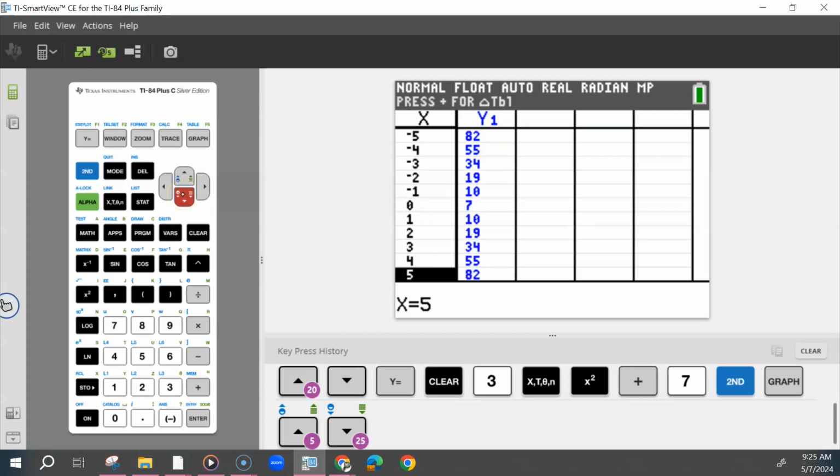So somewhere in your graph, if you are about right here, you'll see that there are 2 places when y is 82. There are 2 places when y is 34. Just one when y is 7. Because this is your vertex, and then your parabola is going up, and it's symmetric on both sides. So you would list both of these for 82, -5 and 5.